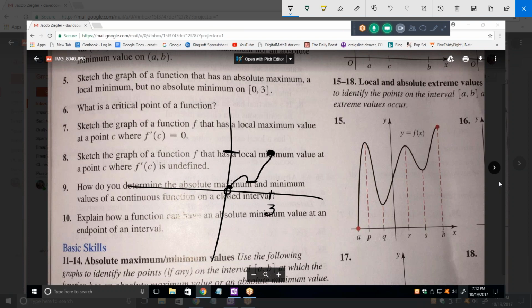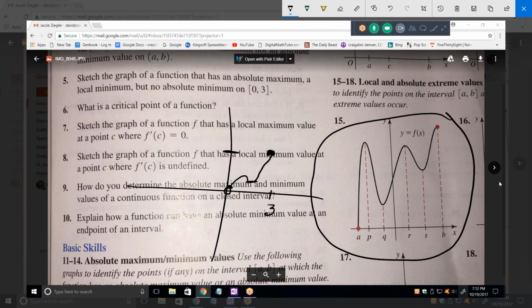What's a critical point of a function? If we look at this graph over here on 15, tell me what the critical points are. Would 3 be one of the critical points? Well, that one. With P. Would it be local minimums too?